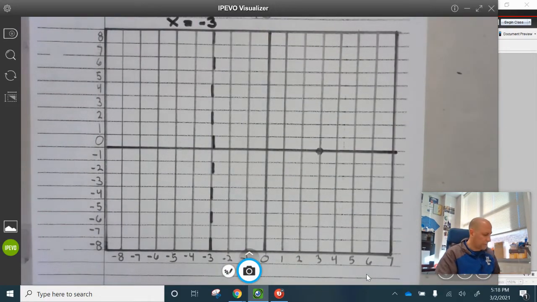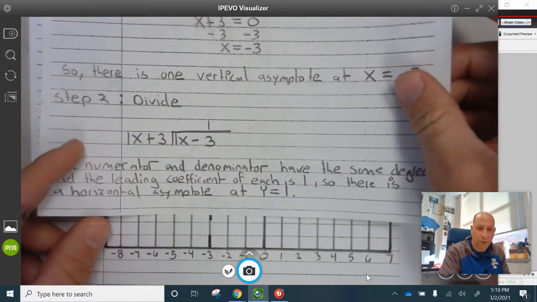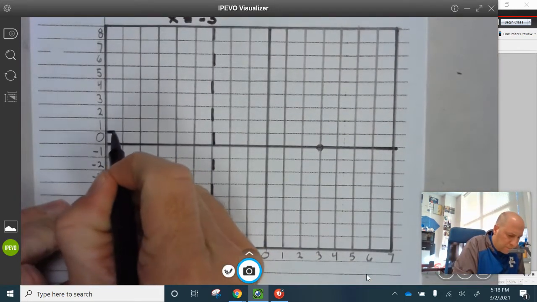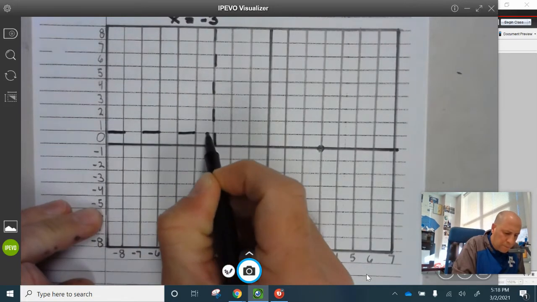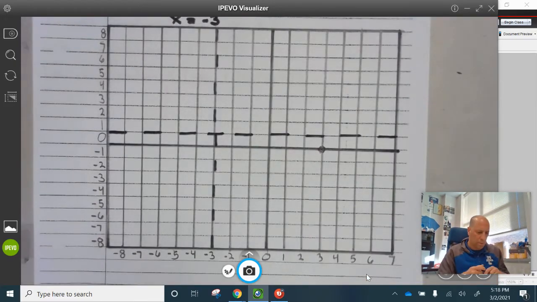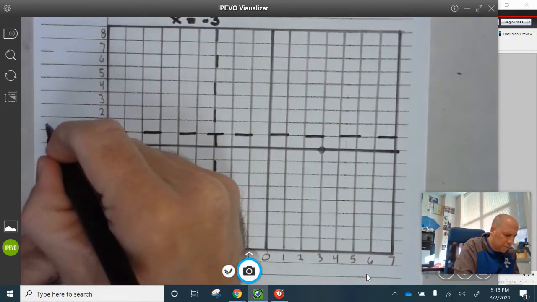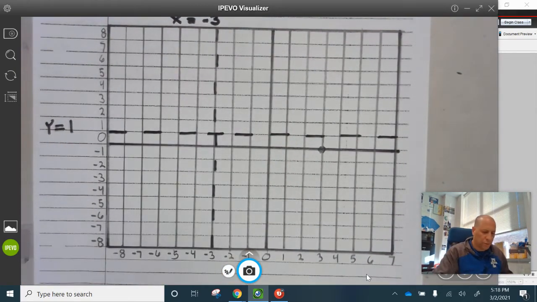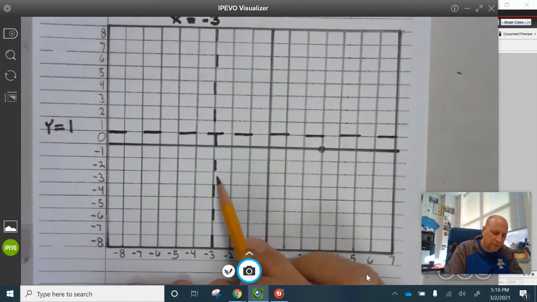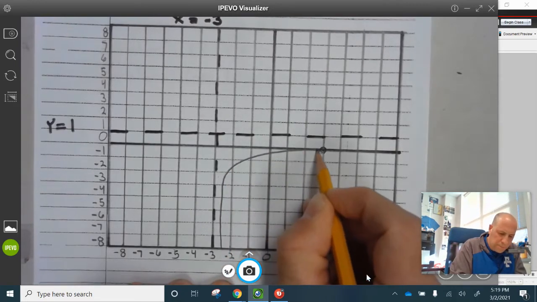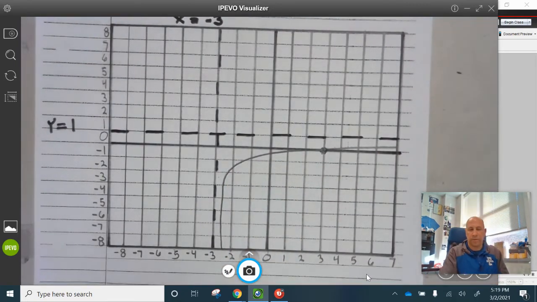Now there's also a horizontal asymptote. It says at y equals 1. So let's graph that. So y equals 1. And that's your asymptote at y equals 1. Since we already have a point between these asymptotes, we know our curve is there.